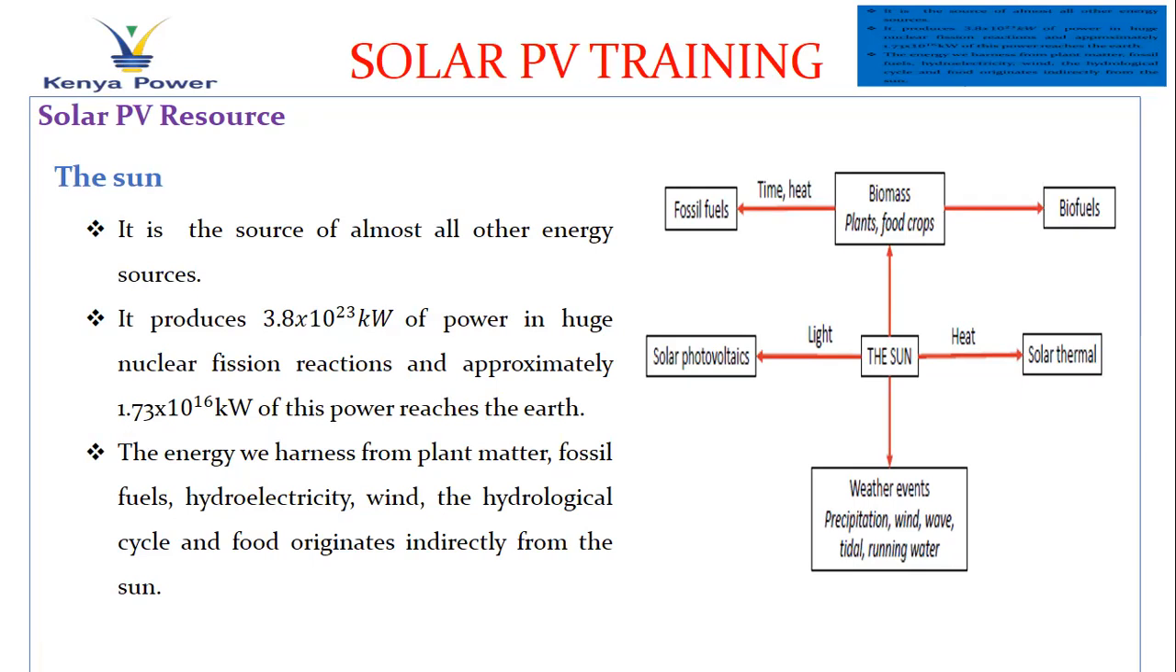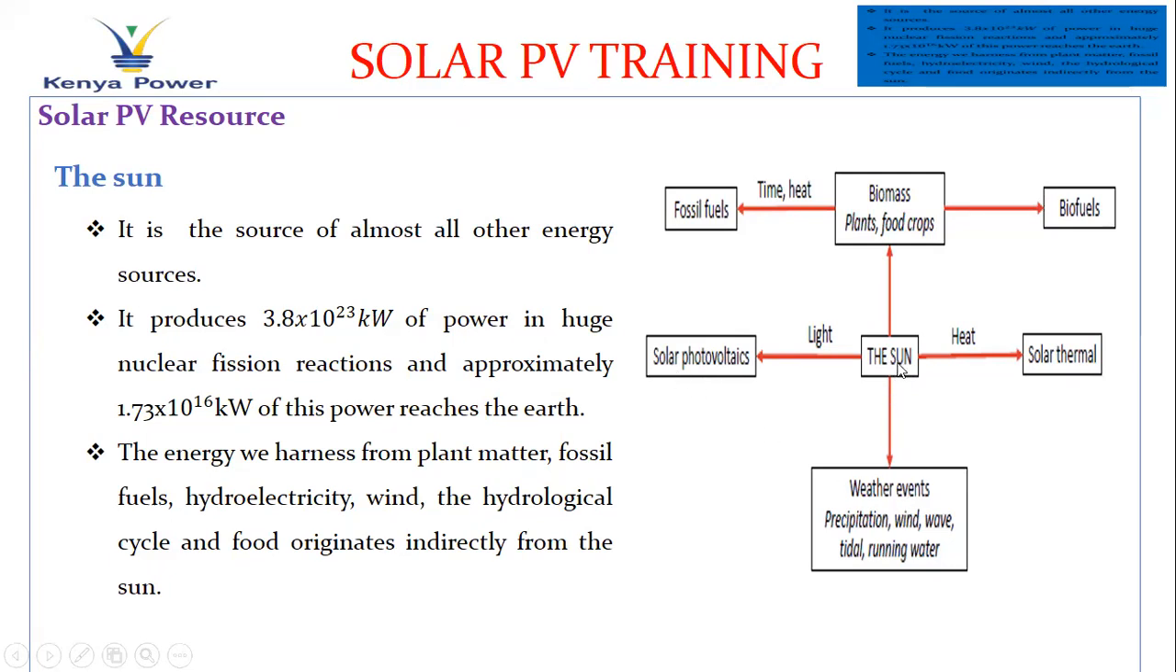So you realize that the energy that we get from the sun can then be converted into other forms. For example, we can have the energy we obtain from the plant matter, those we get from fossil fuels, hydroelectricity, wind, the hydrological cycle, and the food. All those ones we can trace them to originate from the sun. And if you look at this particular diagram here, you see, for example, the energy that we get from the sun in form of light, it can be fed into the photovoltaic modules or solar PV modules, and out of that we get electrical energy.